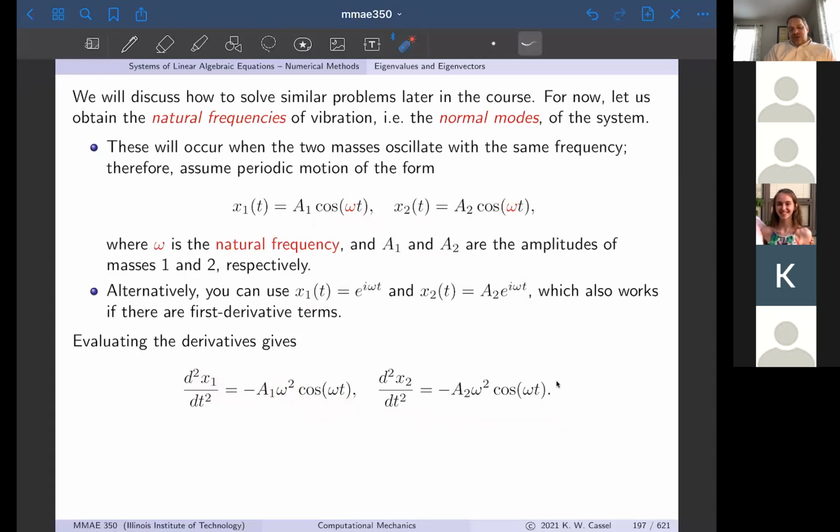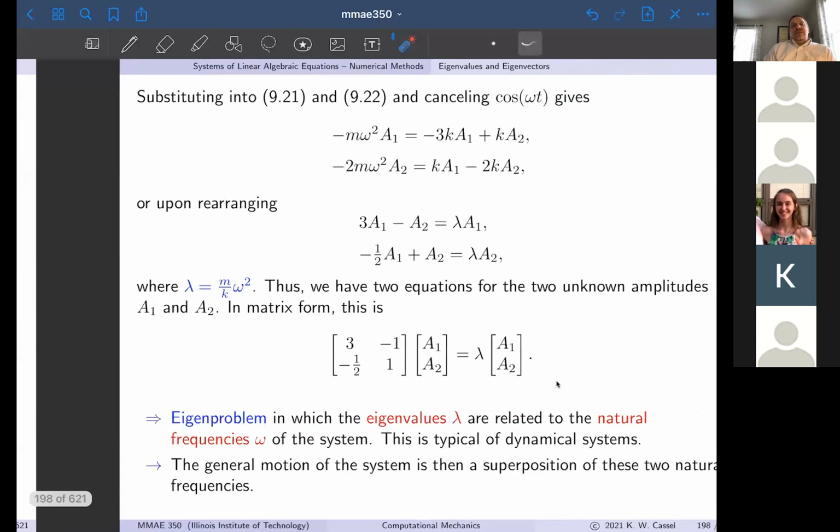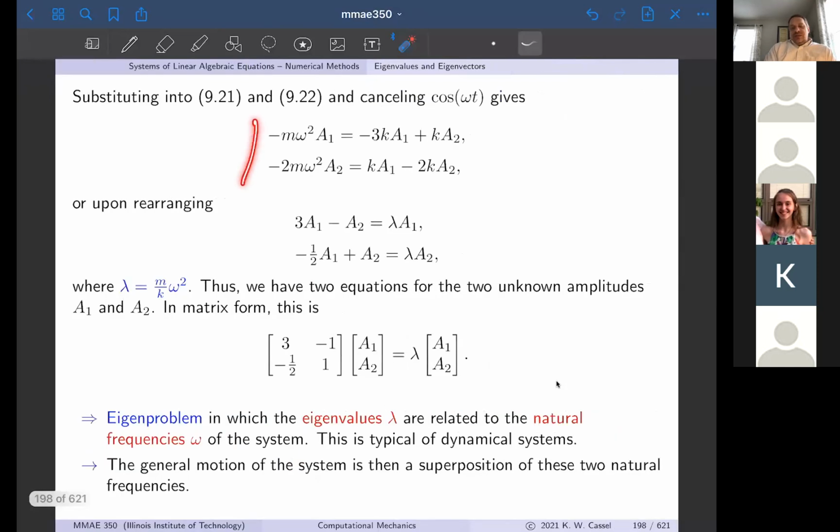So I substitute these two expressions in for x1 double dot, x2 double dot on the left-hand sides of my two governing equations. And look what happens. On the right-hand side as well, I'll substitute in x1 and x2. And look what happens. So when I do that, I get this.